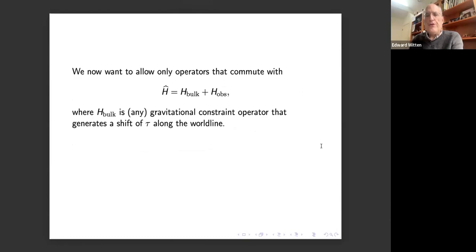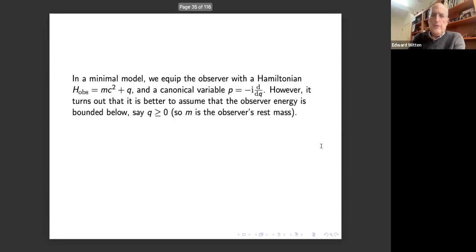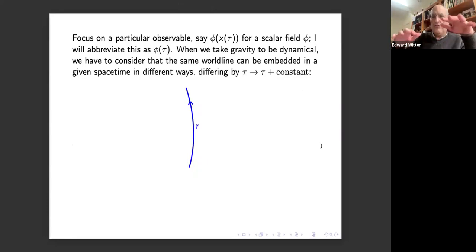We now only want to allow operators that commute with the gravitational constraint. When we do quantum gravity, the gravitational constraints enforce diffeomorphism invariance throughout spacetime. But along the observer world line, the only important diffeomorphism invariance is a shift by constant, because the action, or Hamiltonian describing the observer, fixes the coordinate system up to shifting by constant. So we first impose all diffeomorphism constraints away from the world line. Then we're left with one more constraint to impose.